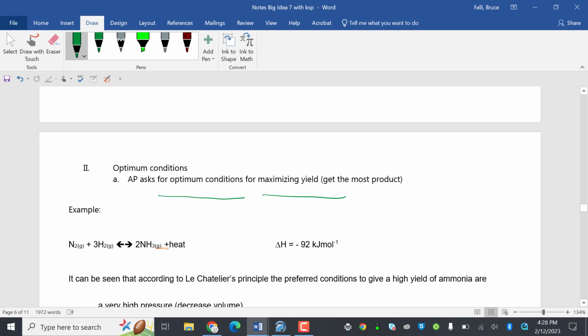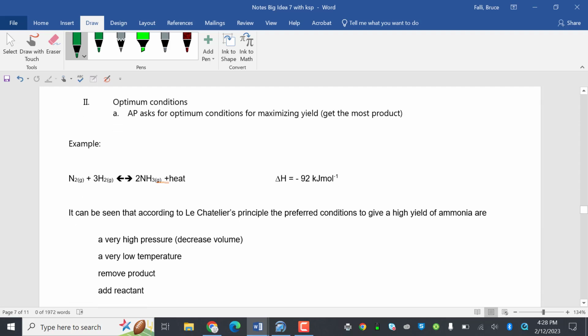Okay, optimum conditions. AP asks for optimum conditions or maximizing yield. So how do we get the most product? Product is on the right-hand side. So what can I do to make it shift right? That's it.